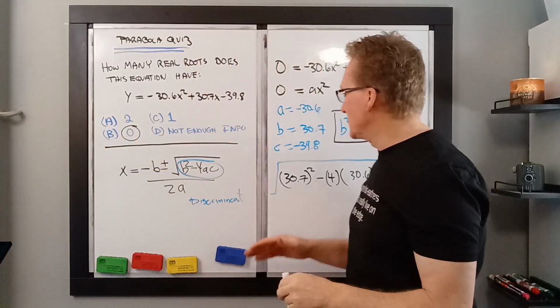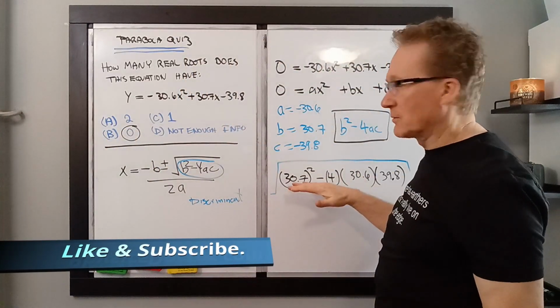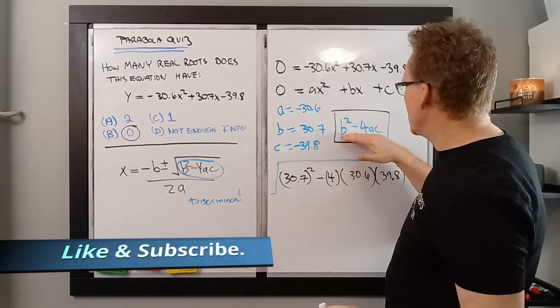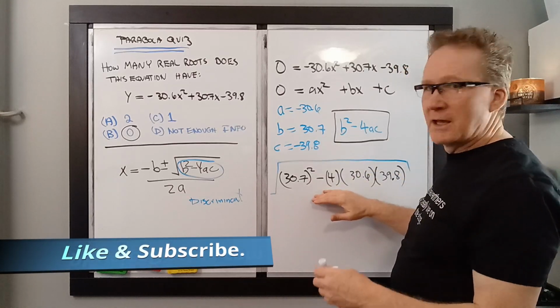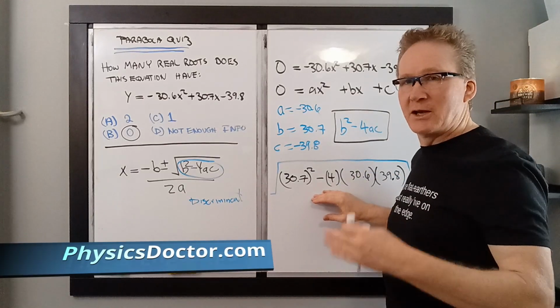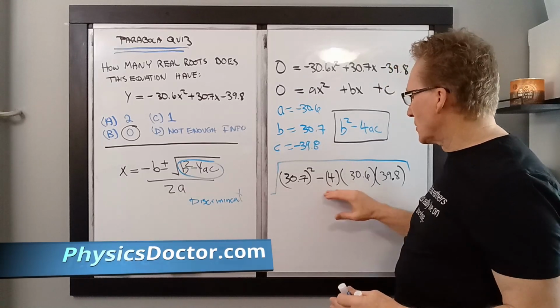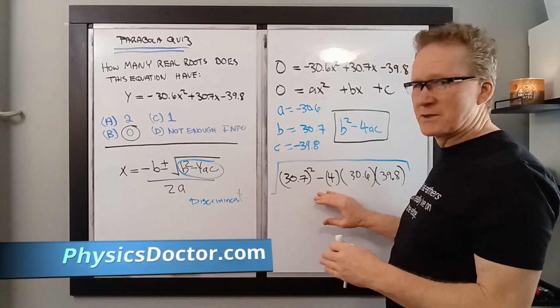All you needed to do for this problem, you didn't need to solve the whole thing with the quadratic formula. You just needed to do the discriminant. And this could well be a non-calculator problem, because you could look at this and sort of in your head figure out this is going to be negative.